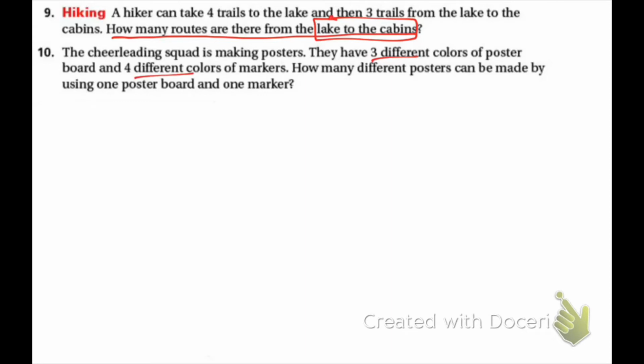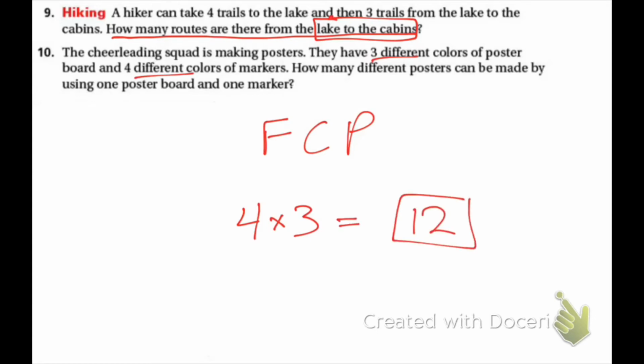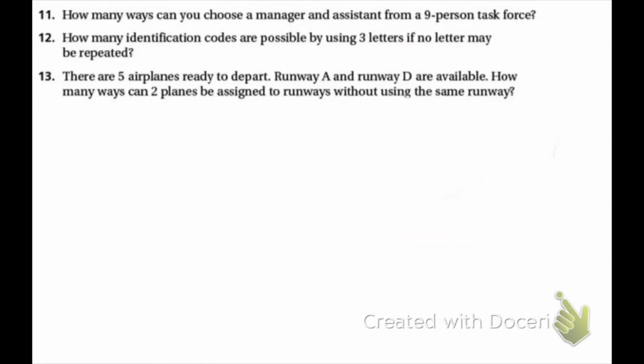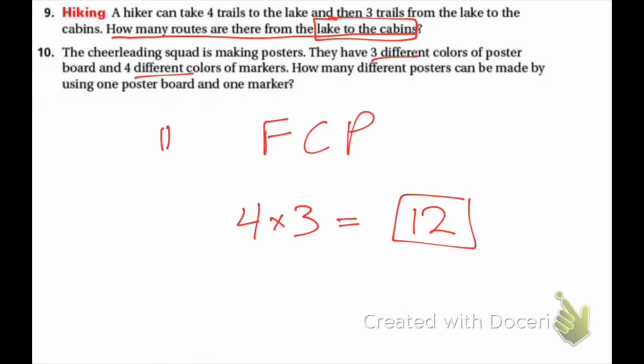This is just using the fundamental counting principle. It's the easiest way to do it. You just multiply 4 times 3, or 3 times 4, it doesn't matter. And you get 12 different combinations there. 12 different posters. And that's number 10.